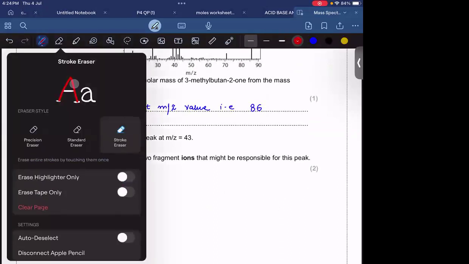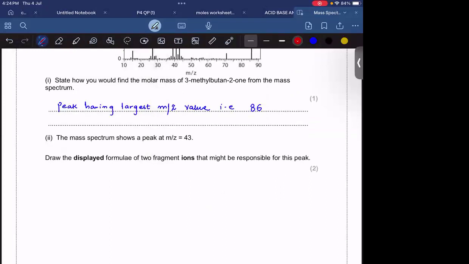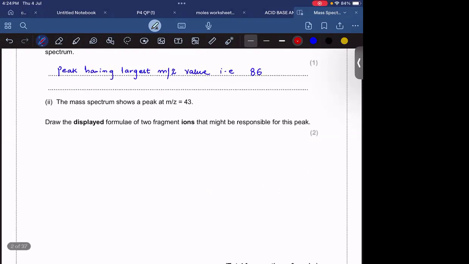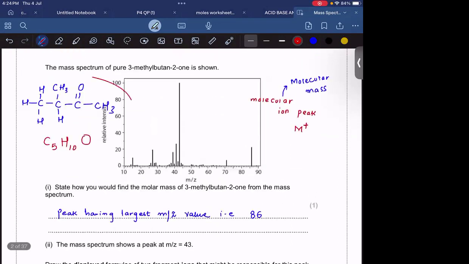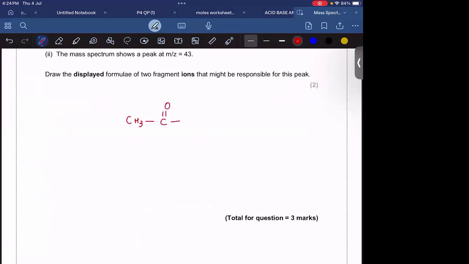Okay, so first of all, I'm going to draw the structure just like this. CH3, like I have drawn over here, CH3, C double bond O. Okay, then we have... so this is the structure for 3-methylbutan-2-one.